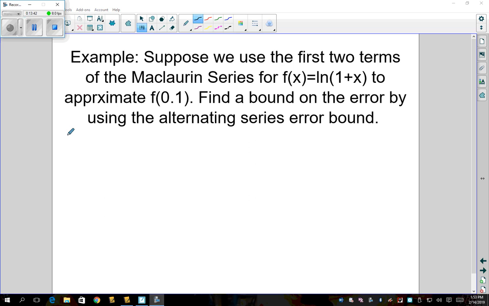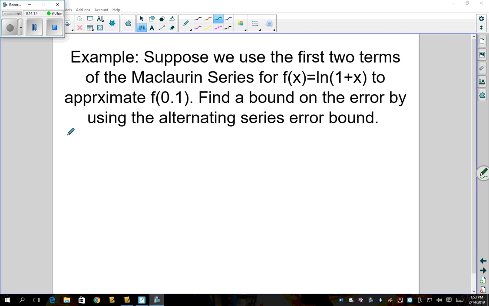So in this example, suppose we use the first 2 terms of the Maclaurin series for f of x equals ln of 1 plus x. We're trying to approximate f of 0.1. We're going to try to bound the error using the alternating series error bound. And if you remember, ln of 1 plus x is one of our special Maclaurin series, and this is an alternating series. This is why it's useful to have those memorized, so we can just pull them out, especially with these error bounds.